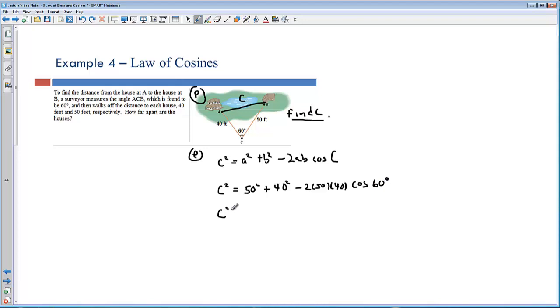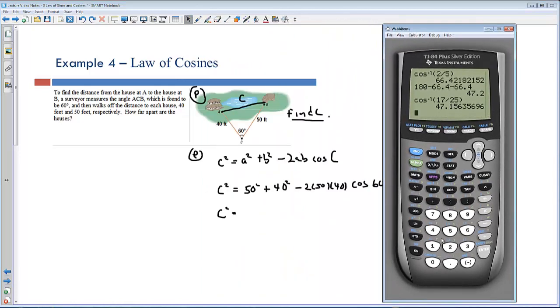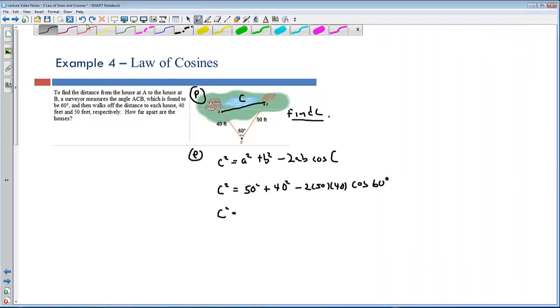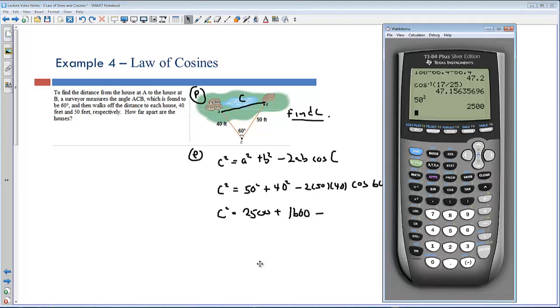And so C squared is going to equal. It always helps to show a little bit of work while you're doing these problems. So if you like, I would show a little work here. That way if you make a mistake, you can still get some credit. So what I have is 2,500 plus 40 squared should be 1,600, and then minus.